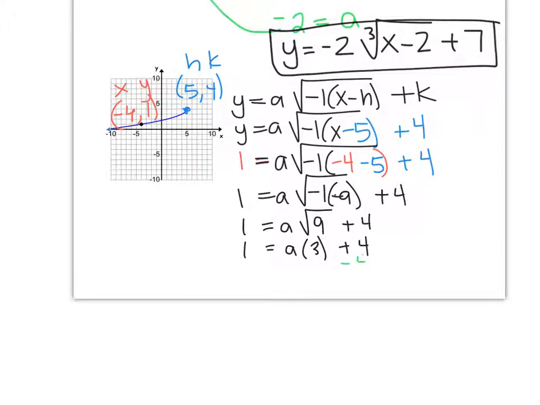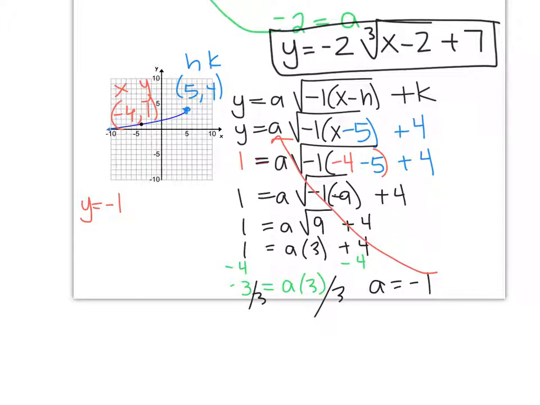So I'm going to subtract the 4. -3 equals a times 3. And then I'm going to have to divide by 3. So a equals -1. So that gets plugged in, and then I'll have my equation. y equals -1 times the square root of -1 times x minus 5, plus 4.